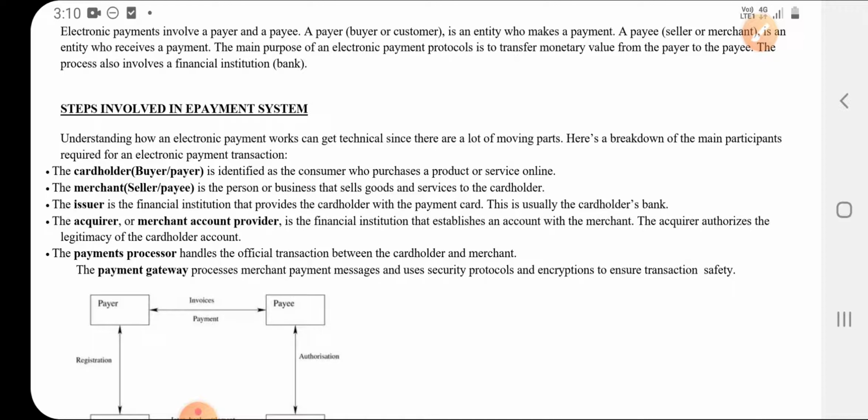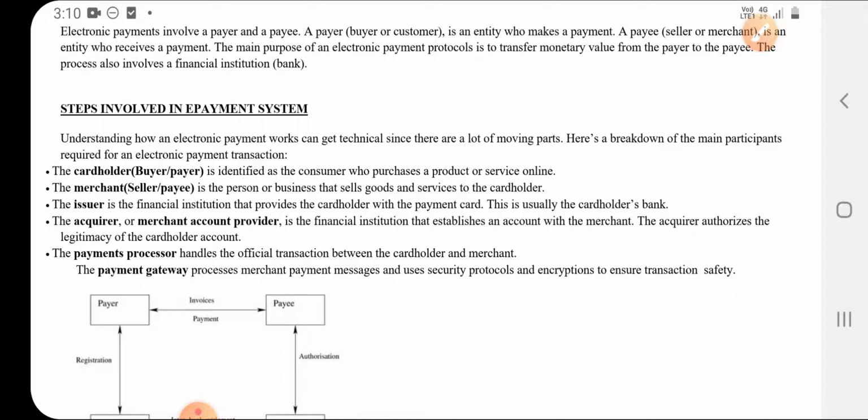The second one is the merchant. Merchant is a business organization or the person who is selling you the product. So merchant, seller or payee is the person or a business that sells goods and services to the cardholder.